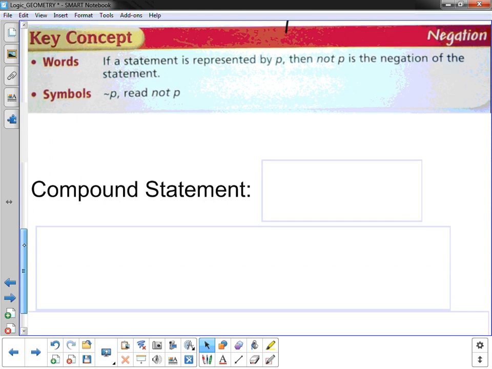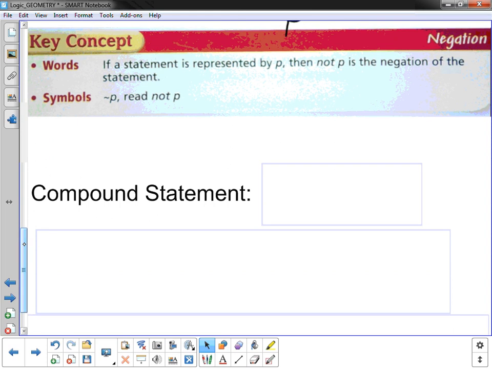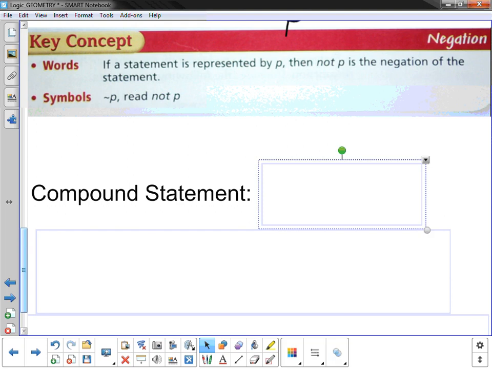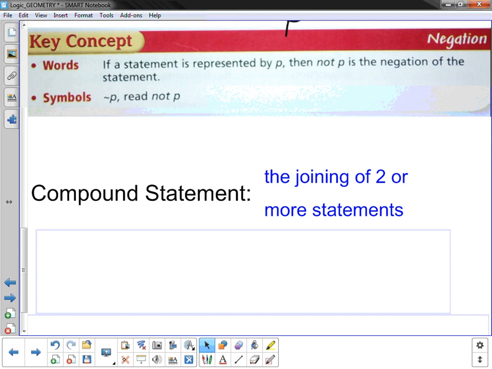Now what we like to do with this type of information is create compound sentences or compound statements. Well, we know what compound sentences are. Compound statements are about the same. They're the joining of two or more statements. So I have a statement that's true or false, and I'm going to join that with another statement that's true or false.